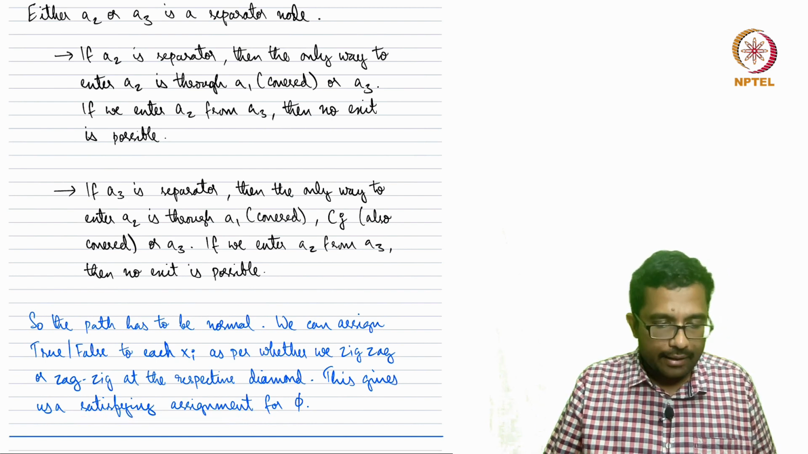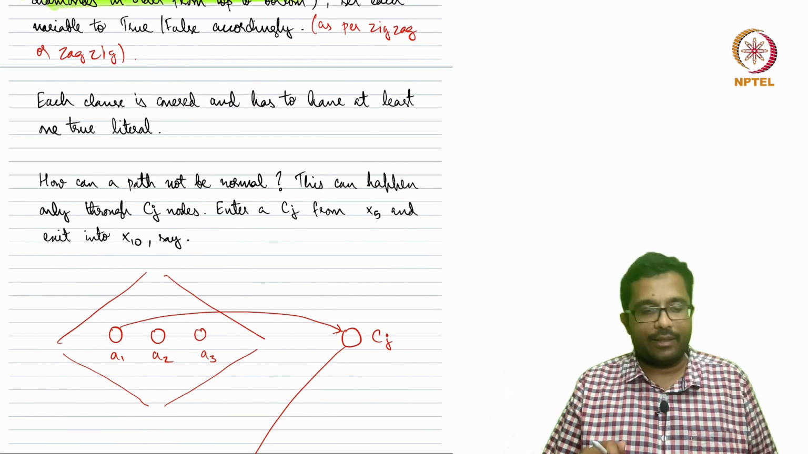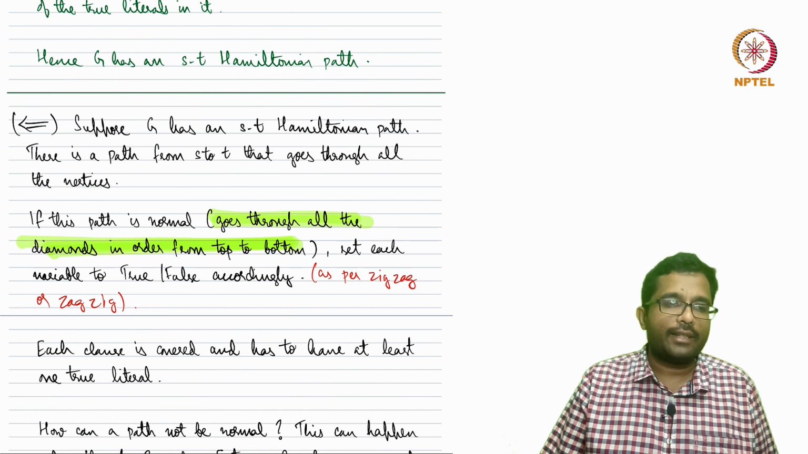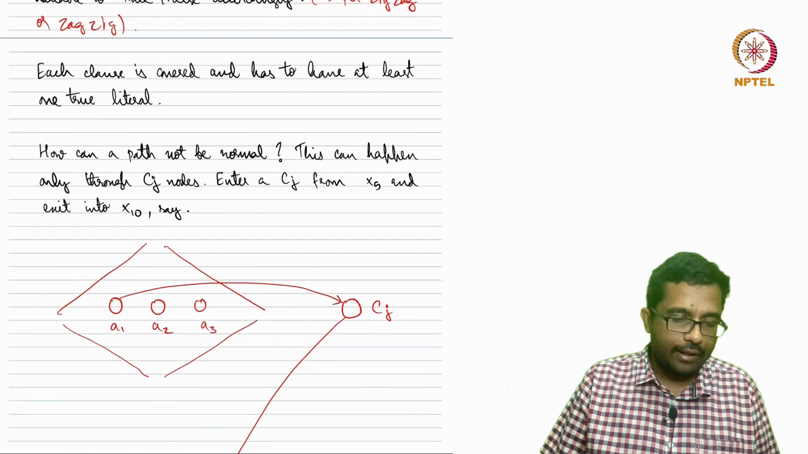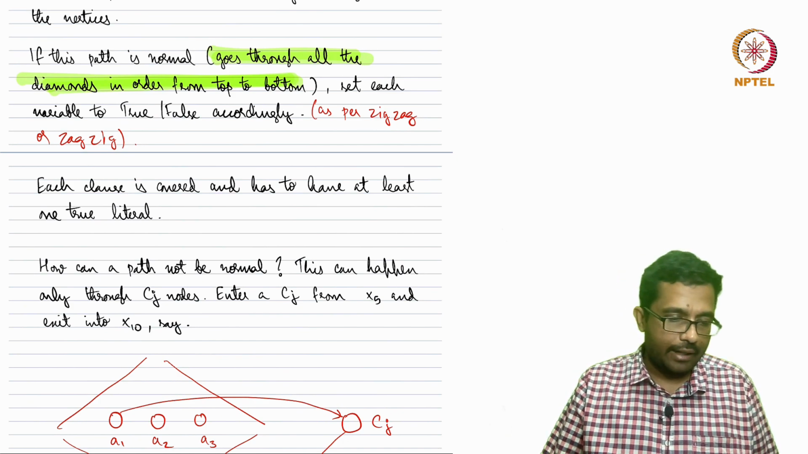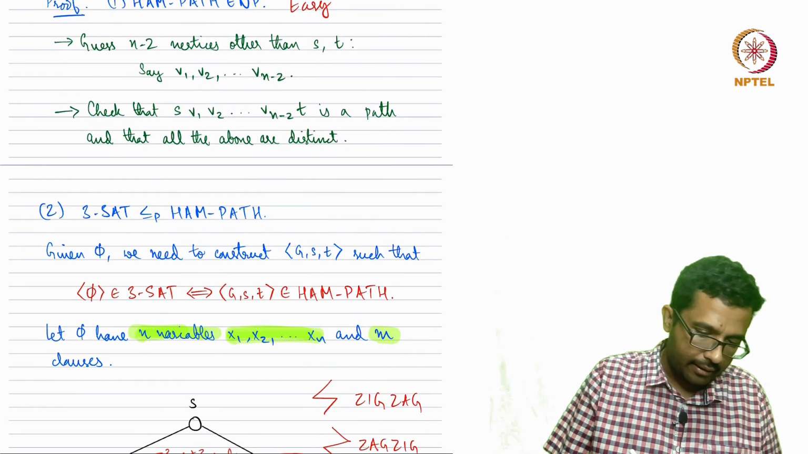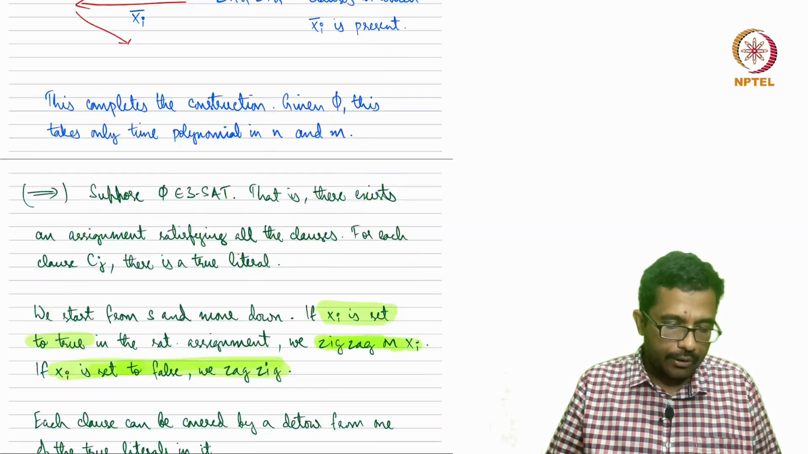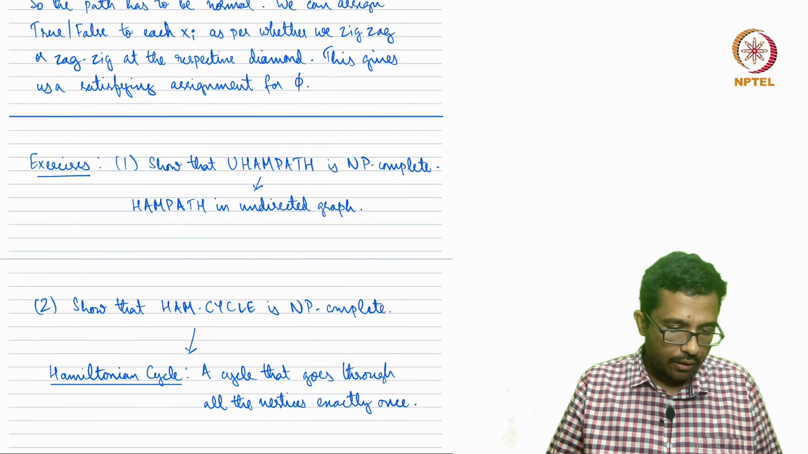Hence, if there is a Hamiltonian path, it has to be this normal structure, and that gives us a satisfying assignment. So that completes both directions. If the formula is satisfiable, we have a Hamiltonian path. If the graph has a Hamiltonian path, we have a satisfying assignment for the formula. So that completes the correspondence, and that completes the reduction. And this shows that Hamiltonian path is NP complete. Okay.